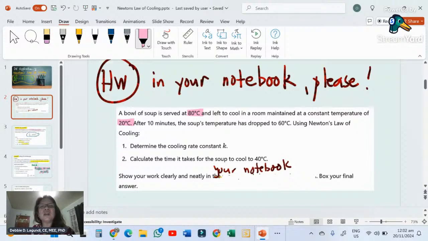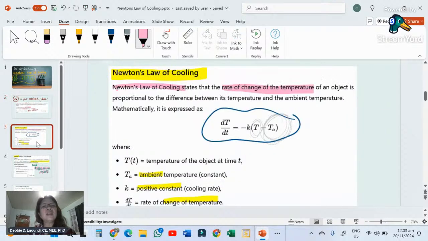Right. So after 10 minutes, the temperature of the soup dropped to 60 degrees Celsius. Using Newton's law of cooling, determine the rate constant k, and of course the time it takes for the soup to cool to 40 degrees Celsius. So that is your homework. But before you can do your homework, which will be written in your notebook and marked on the first day of our final term, we have to take an example.